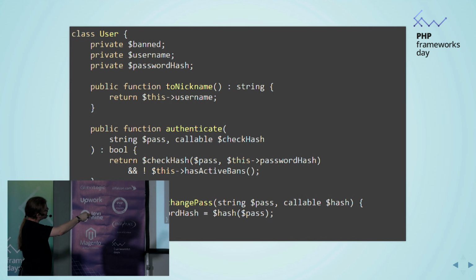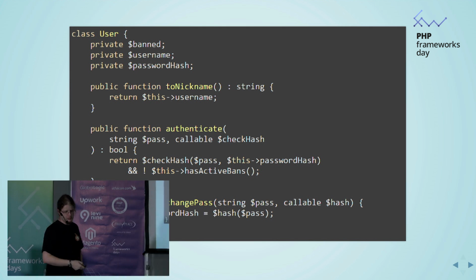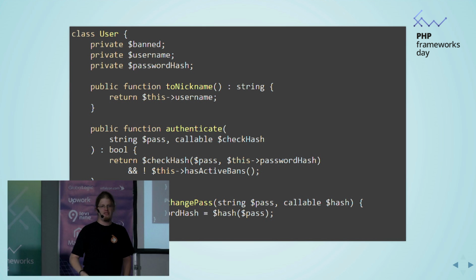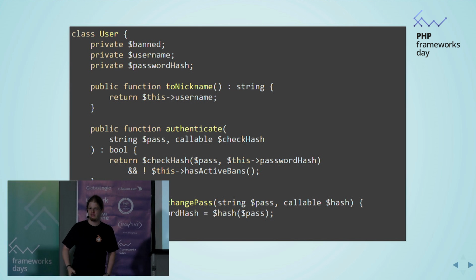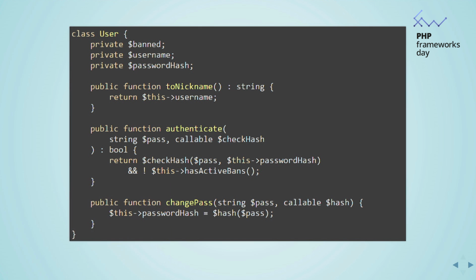But now we have a to nickname, which returns the username, for example. But it may return the first username from a table of aliases, or the last username that the user picked, which is in a collection somewhere. We don't know. It may change over time.